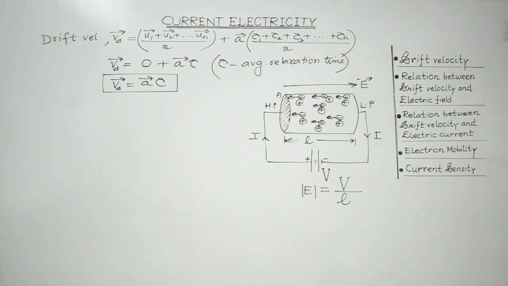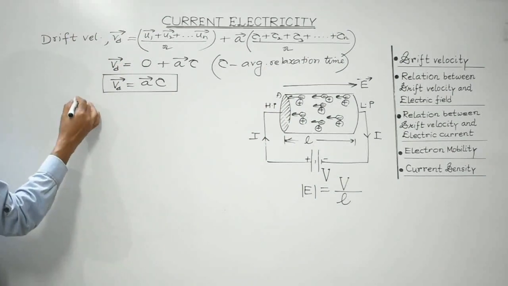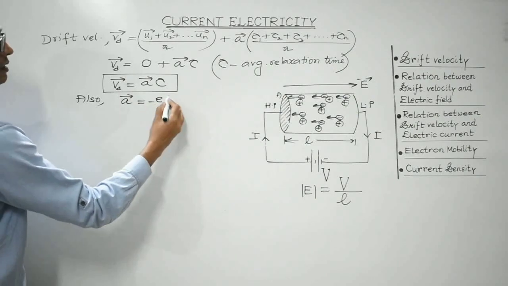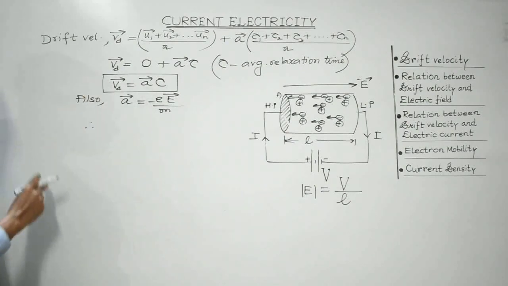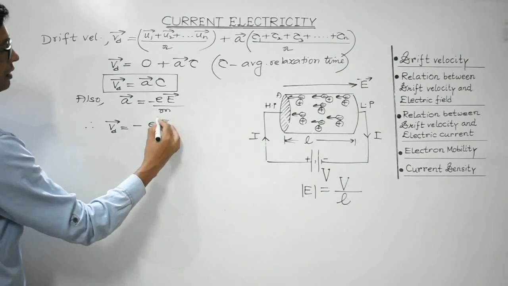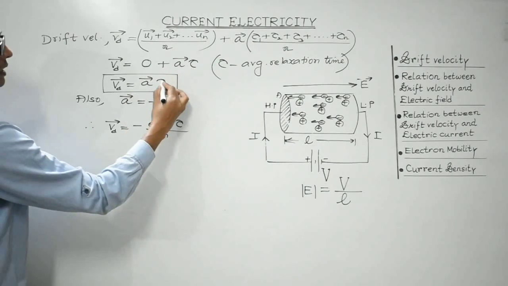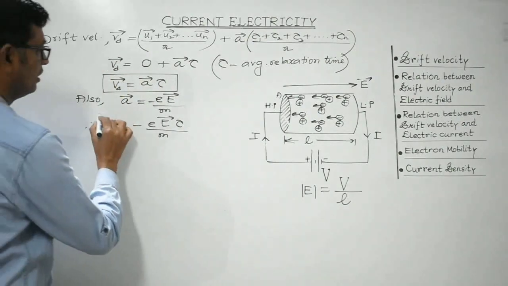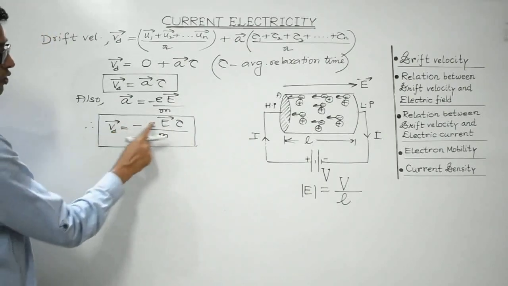This is a very important relationship between the drift velocity and the average relaxation time. Now our main objective is to determine the relationship between drift velocity and the electric field. Just now we have discussed that acceleration is given by minus E vector divided by m. Therefore, substitute this value of A vector over here. So drift velocity is equal to minus E vector tau by m. This is tau, the relaxation time; tau is the notation used for relaxation time. Students, this is the relationship between the drift velocity and the electric field.